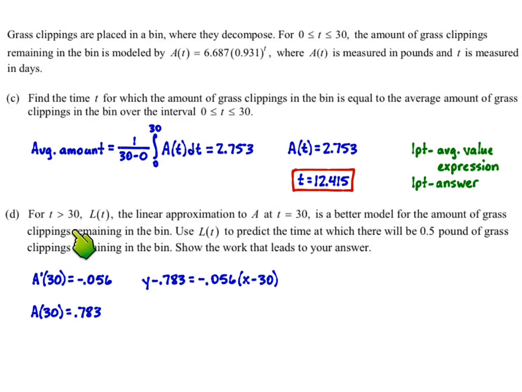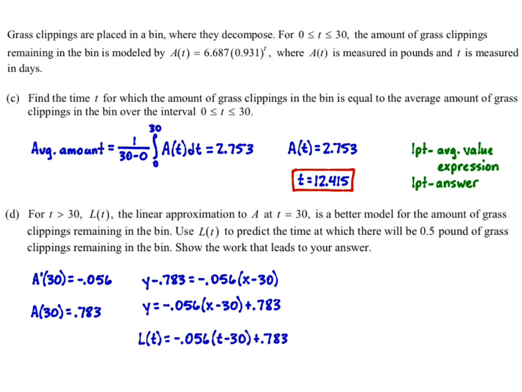And then because it says that the L of t is a defined function, we have to isolate L of t. And remember, y is L of t. So we're going to get y by itself here by adding 0.783 to both sides. You can distribute if you want, but we don't need to. We'll just leave it like that. And then we'll say L of t is equal to that tangent line. So that is our tangent line. That is our linear approximation.